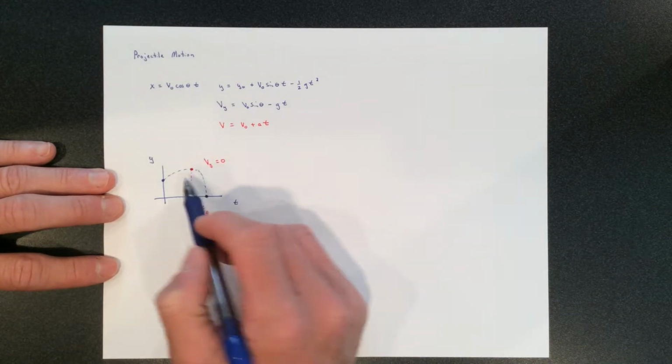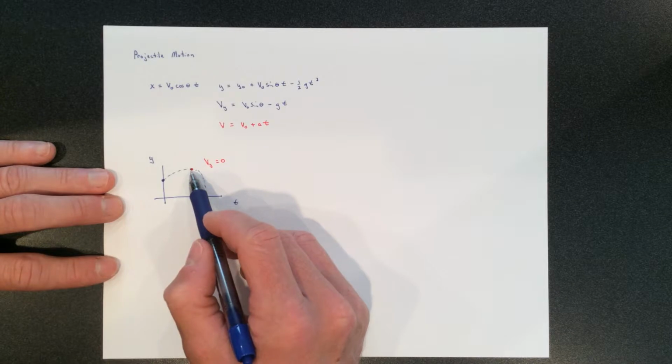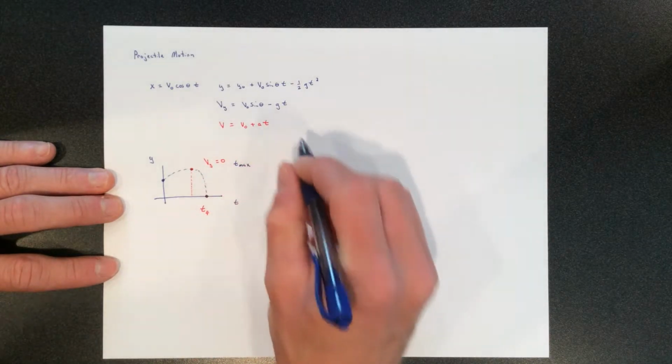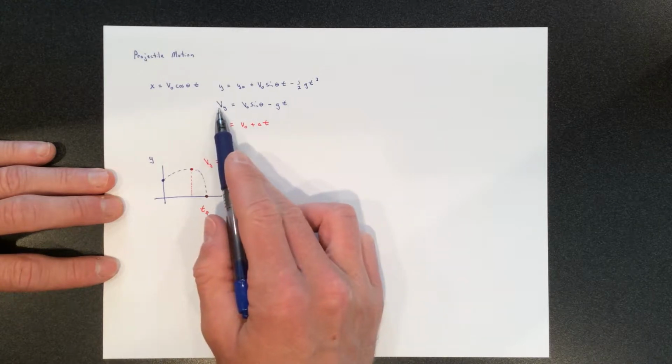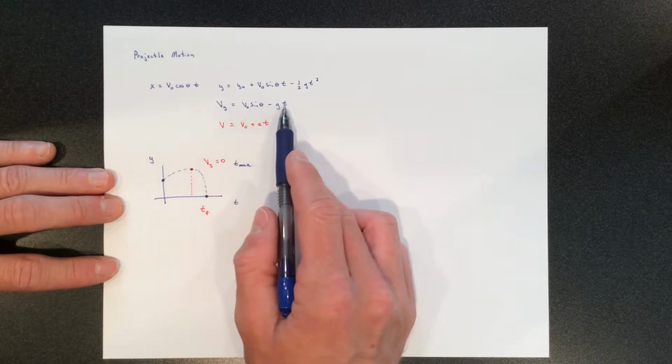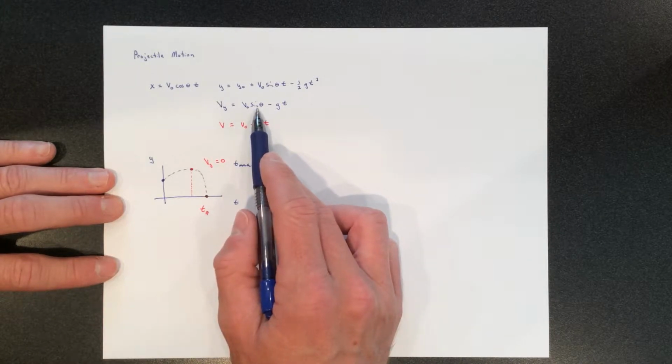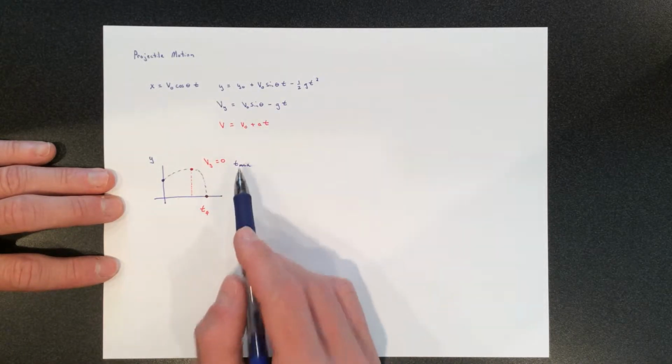If you're interested in finding the time it's at a max height, which sometimes I would call t max, you can just use this equation, set it equal to 0, and solve for t. How many seconds will it take for gravity to slow you down? That's a pretty easy equation to solve. We can find t max.